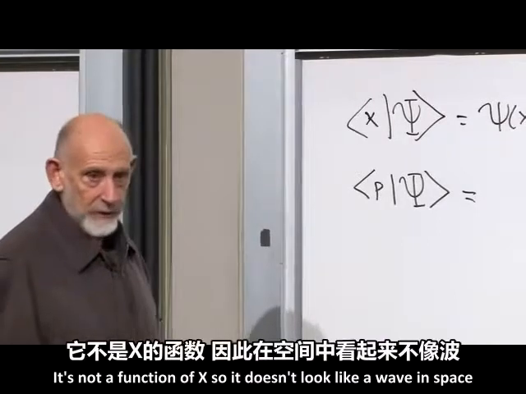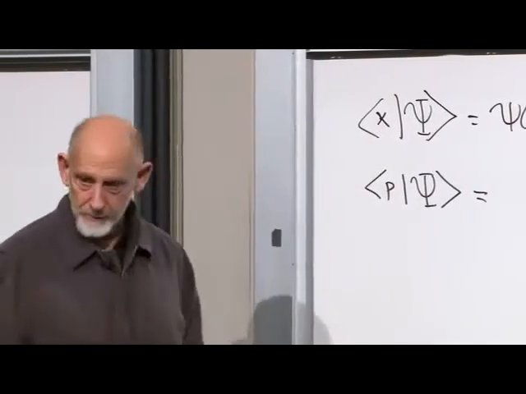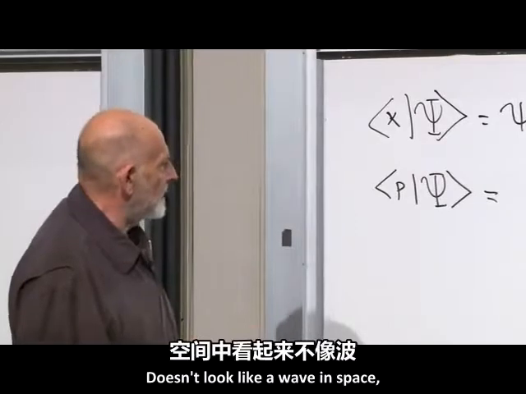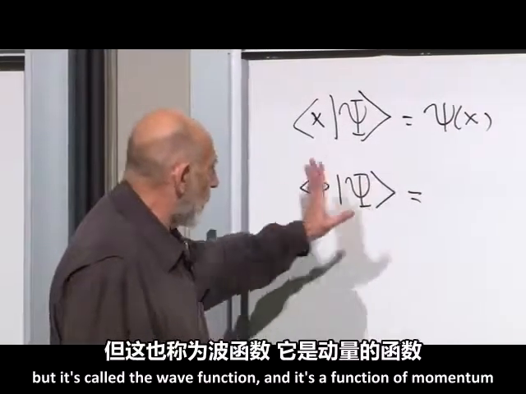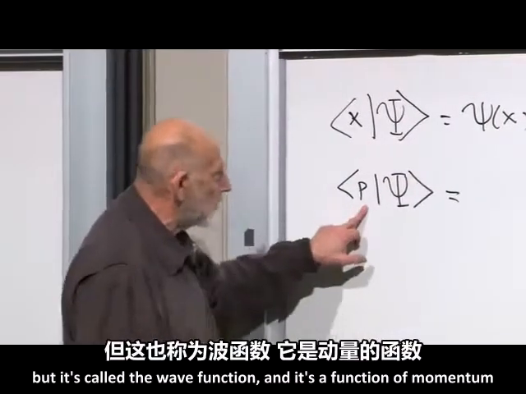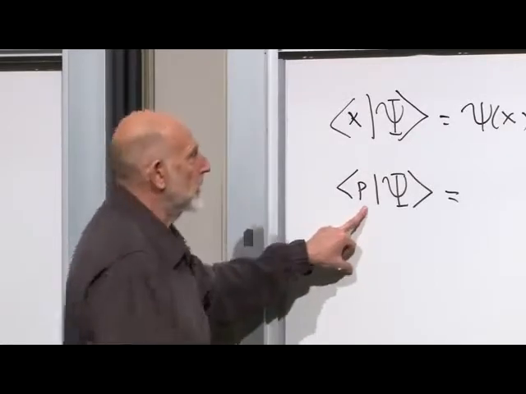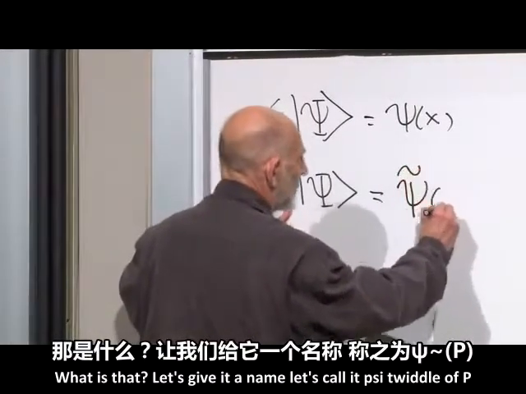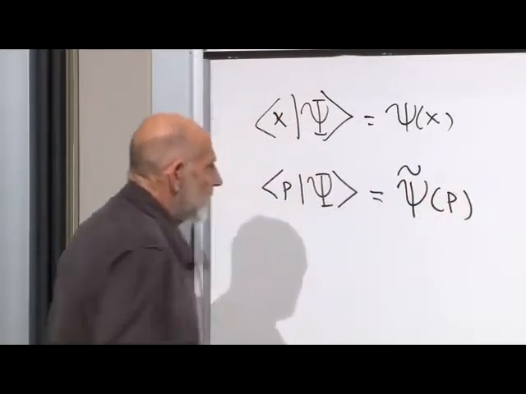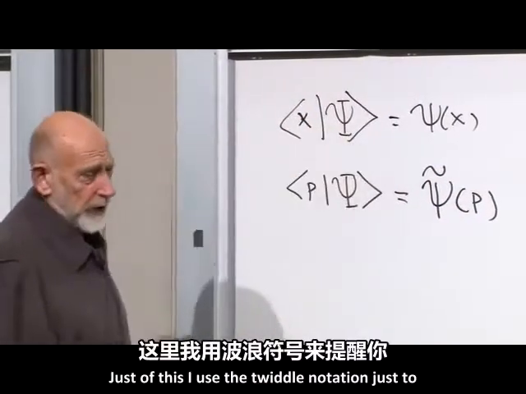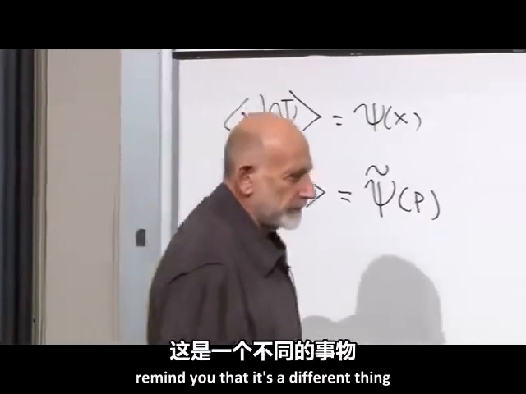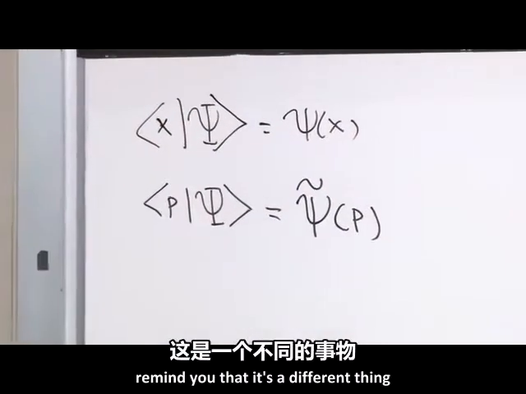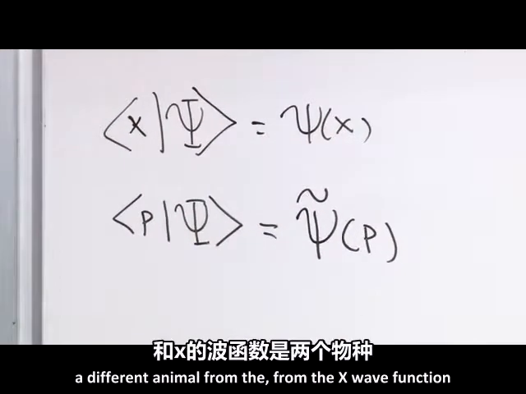It's not a function of x, so it doesn't look like a wave in space, but it's called the wave function, and it's a function of momentum. What is it? Let's give it a name. Let's call it psi twiddle of p. I use the twiddle notation just to remind you that it's a different animal from the x wave function.